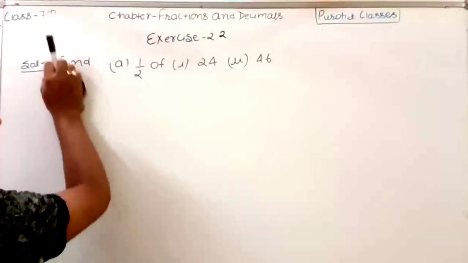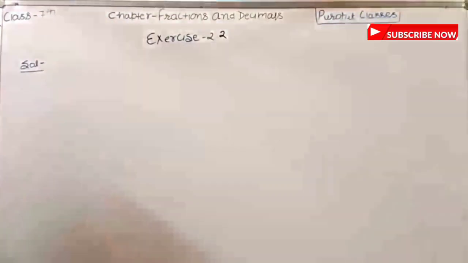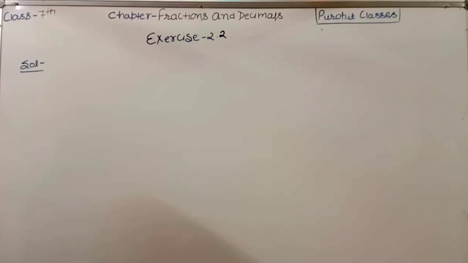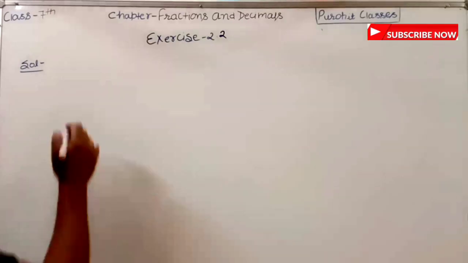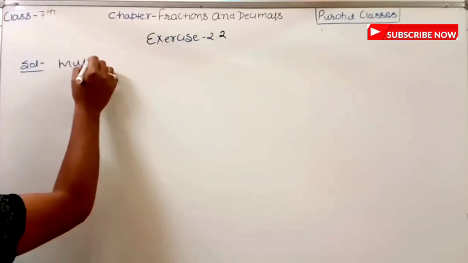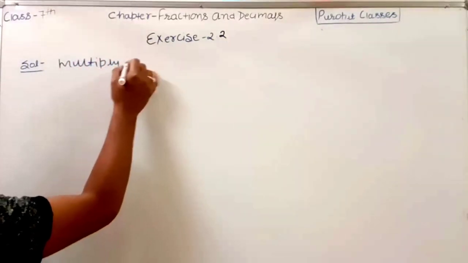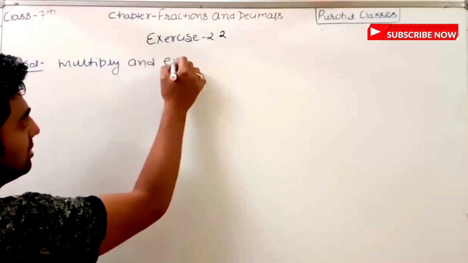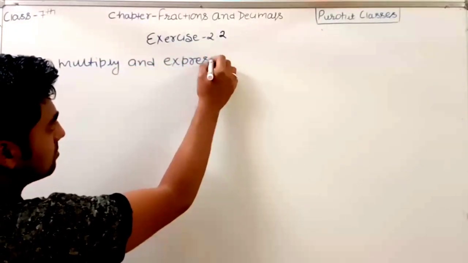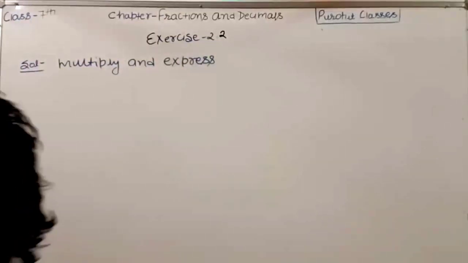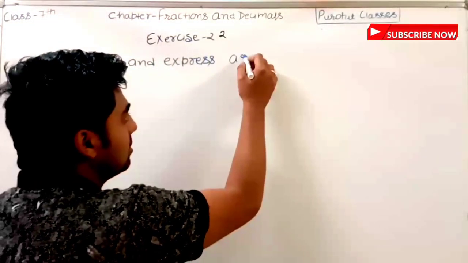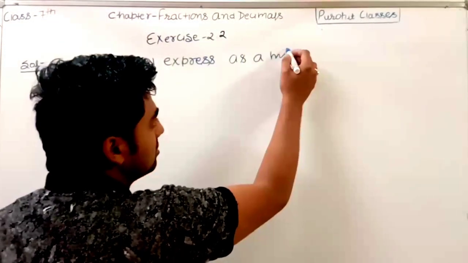Okay, now let's see the next question, because these are very easy questions, so I'm just telling you the method how to write them, and I know it very well that you have done this kind of question in your previous class also. Next is question number 6, multiply and express as a mixed fraction. It says multiply and express as a mixed fraction.